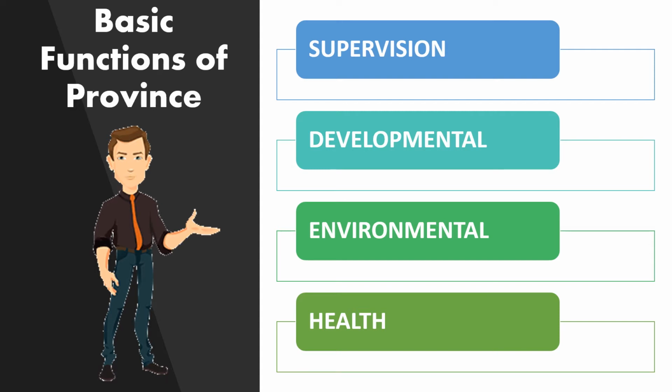Second one is developmental. This function has to do with facilitating economic development of municipalities within the jurisdiction of a provincial government by paving the way for transfer of technology and the granting of agricultural assistance to farmers. Environmental. This is associated with the enforcement of laws and ordinances relating to the preservation of the environment. Lastly, health. Provincial governments provide tertiary health services in addition to what are provided by each municipality.